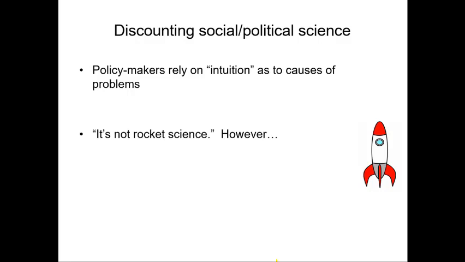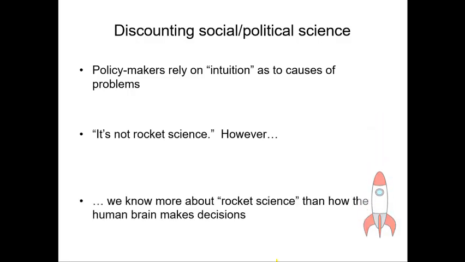I'm trying to get across here. However, this is what's somewhat ironic about it. We actually know more about rocket science than how the human brain works. And the human brain is a product of nature. And so if somebody tries to discount social or political science, the first thing I'll say is, well, no, because social and political decisions are made by our brains, which is a product of about 6 million years of human evolution in nature. So can't get more scientific than that.